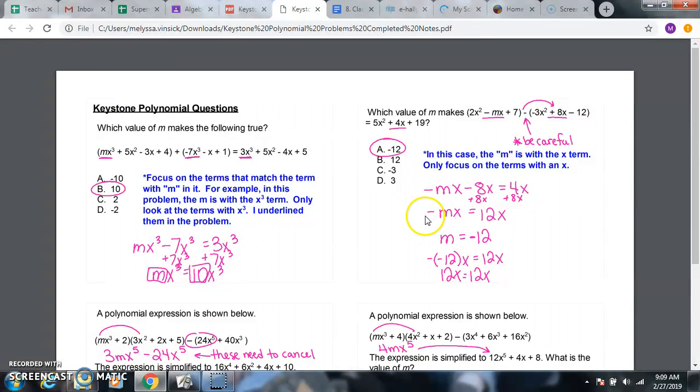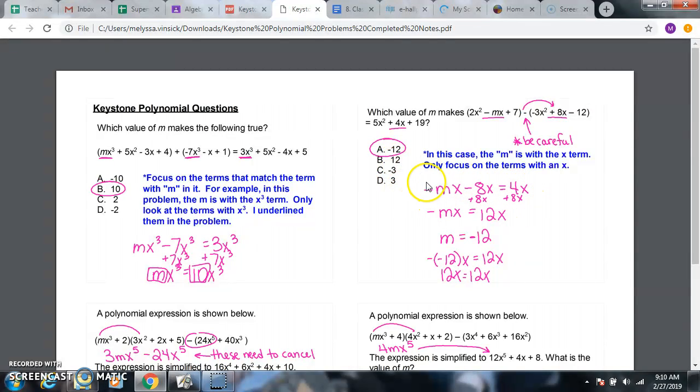So because this is a negative m equals 12, I want to figure out what positive m equals, so I divide that negative to the other side, which gives me m equals negative 12 for my final answer then. Okay. Which makes sense. If I plug this back in, it's a negative times a negative 12, which gives us a positive 12x. 12x minus 8x is 4x.